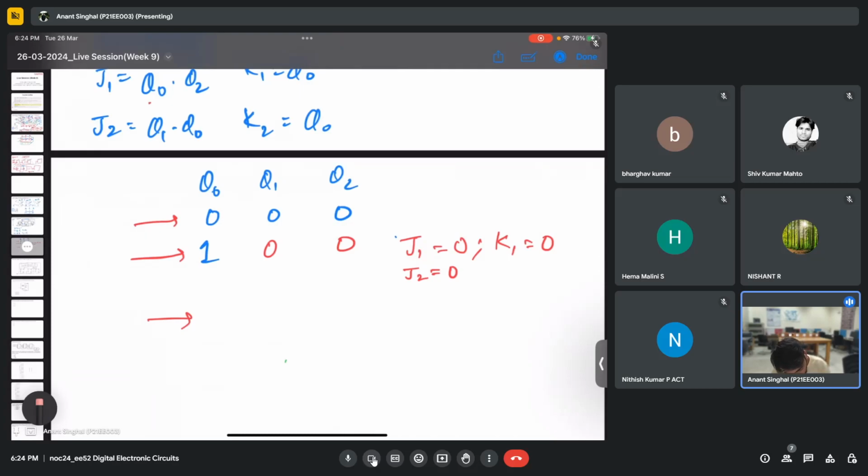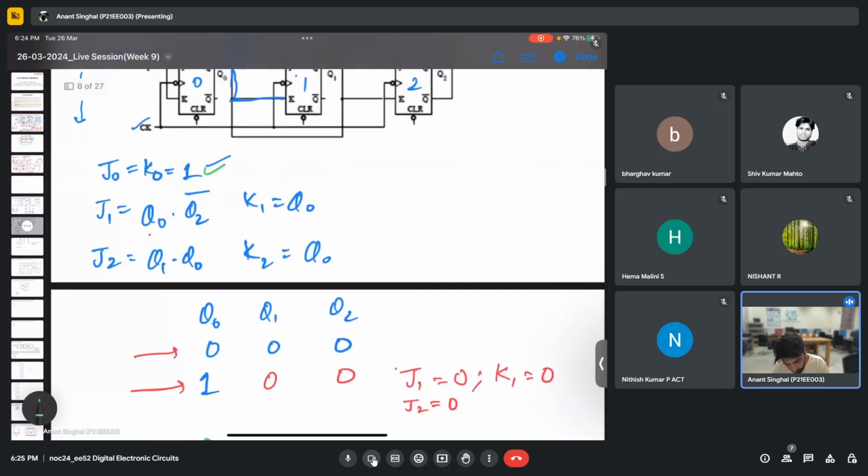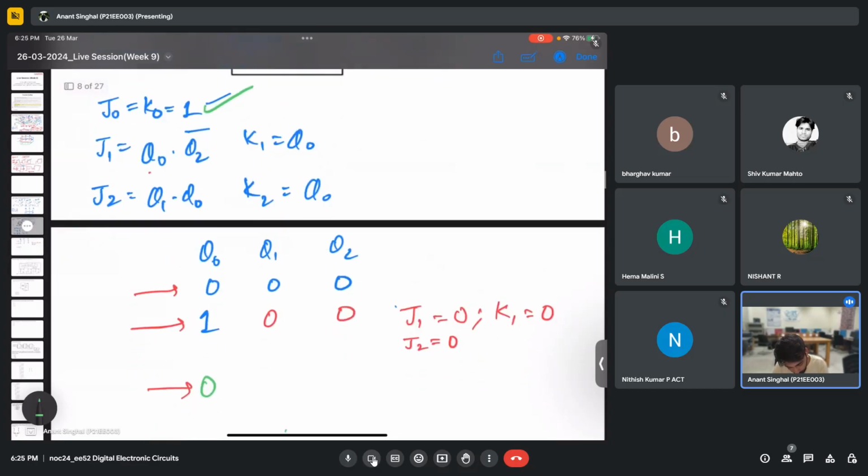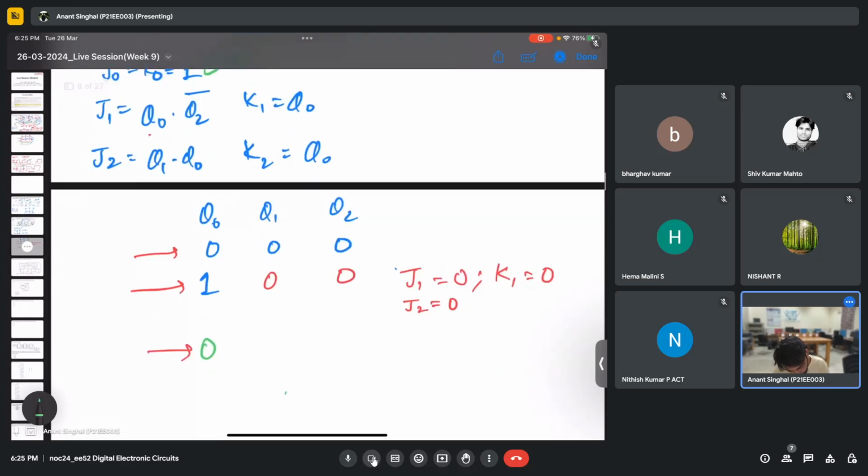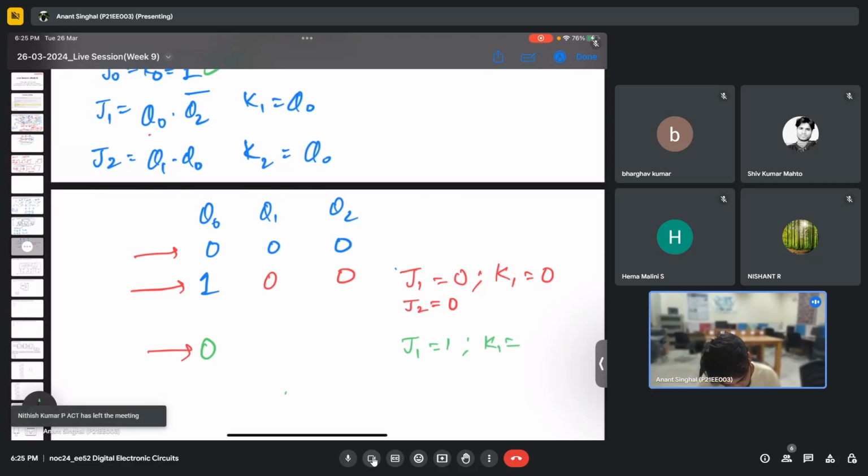So now again it will toggle for J naught K naught, because J naught K naught are always 1, as you can see. Then I'll calculate J1 now. It is Q naught Q2 complement. So J1 will become 1, K1 will become Q naught, that is 1. So both are 1, so it will toggle. And J2 was Q1 Q naught, so that will be 0, so it will still be 0.